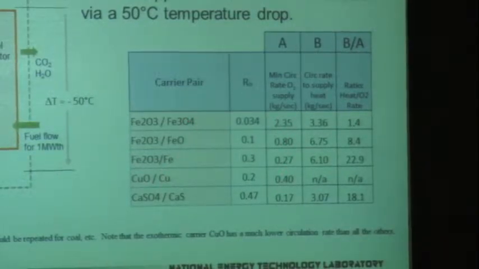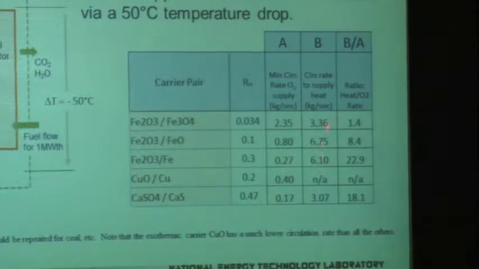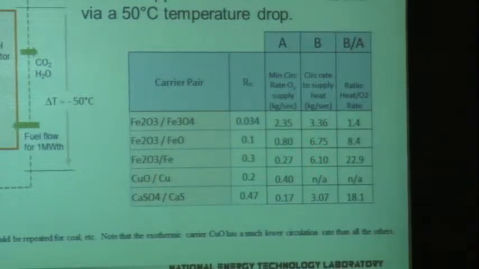You've still got to bring that heat over, and so the design is controlled by how much heat has to come over with that material. That's what you're seeing right here. And it's really interesting to look at the actual ratio of B to A. It's 22 times more in terms of the circ rate just to bring the heat over than it is to supply the oxygen that you need. All right? The actual quantities, the circ rates, they change by about a factor of 2 down here.